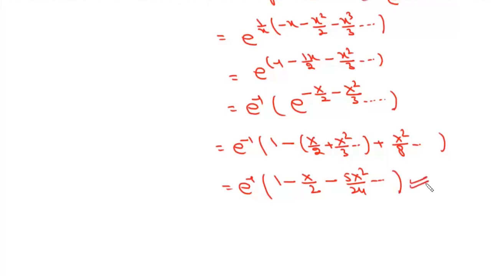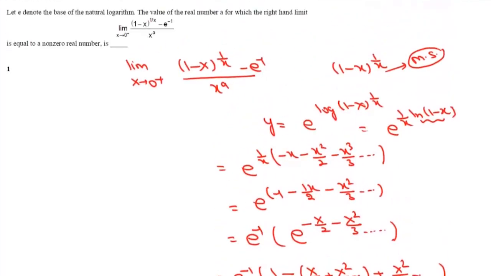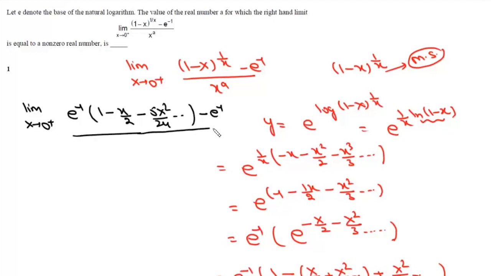Now we use this expansion to solve this limit. Now we put this expansion in this limit. We can write this limit as limit x tends to 0 positive, and here it will be e to the power minus 1 minus x by 2 minus 5x square by 24, and then minus e to the power minus 1 upon x to the power a.